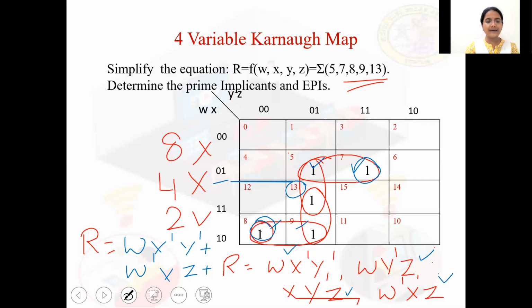Okay, and then for the final expression, we can write W X bar Y bar plus W bar X Z. Along with that, we have to write W Y bar Z or X Y bar Z.